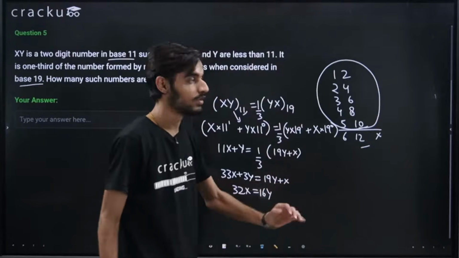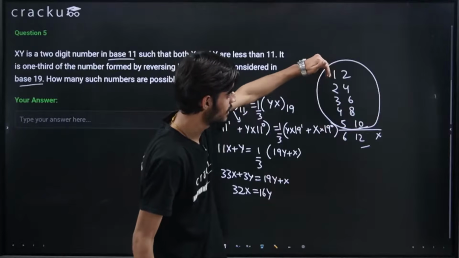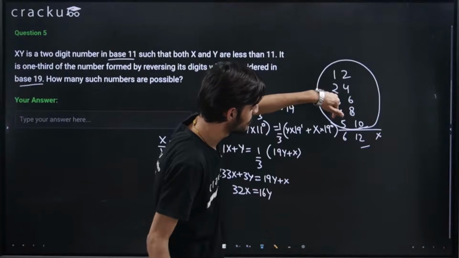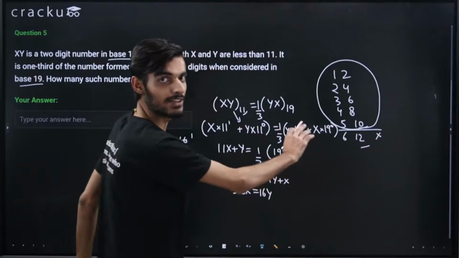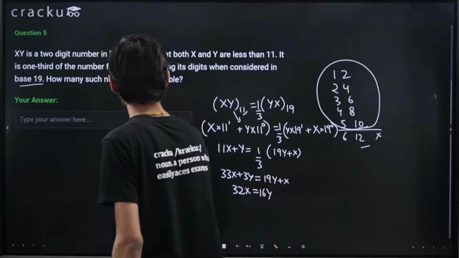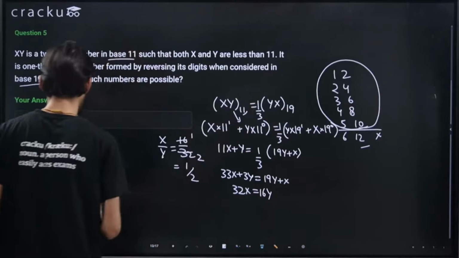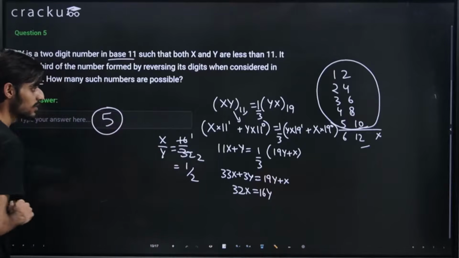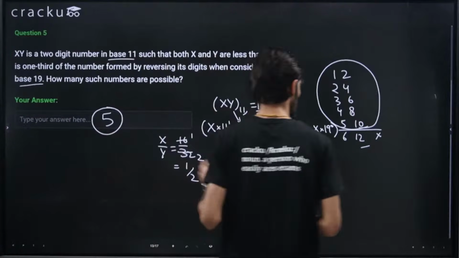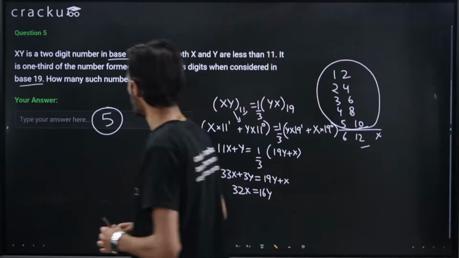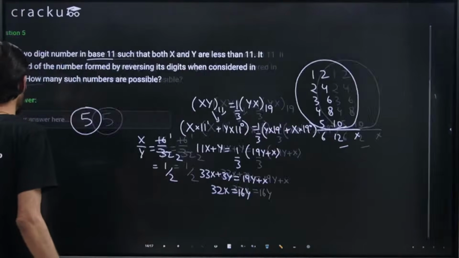So the possible values will be these 5 values: x can be 1, y can be 2; x can be 2, y can be 4, and so on; x can be 5 and y can be 10. So these 5 cases will be possible. How many such numbers are possible? 5 numbers. I think you must have tried this question and the answer is 5. You can just check your answer. I hope this is clear. If you have any doubts, you can just ask in the chat box.